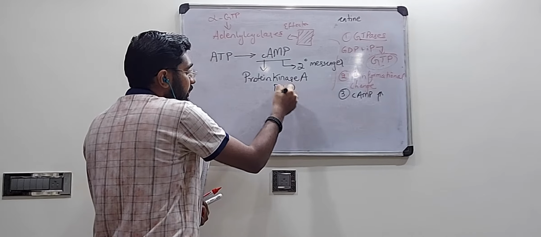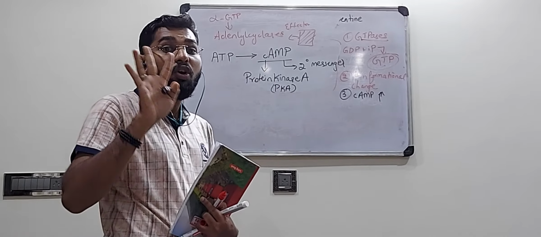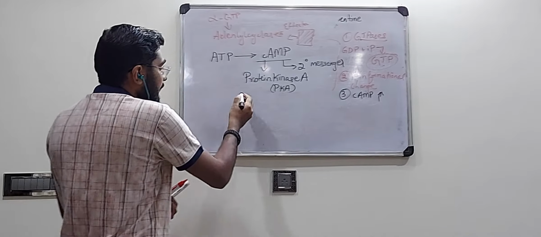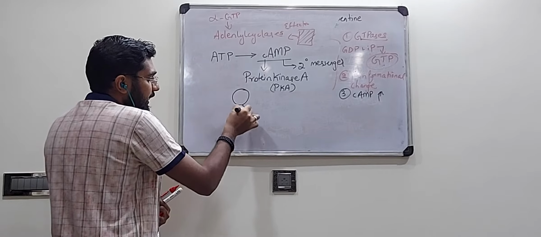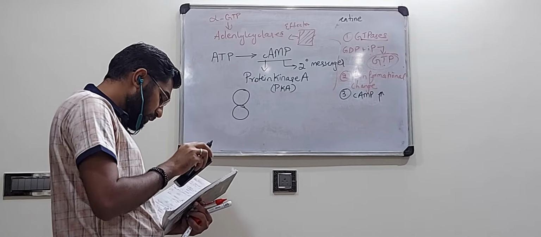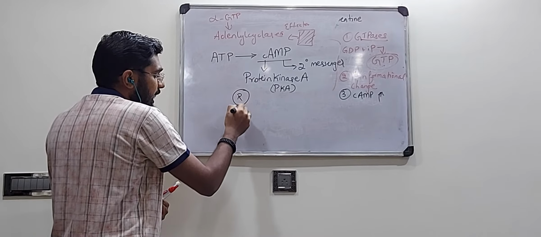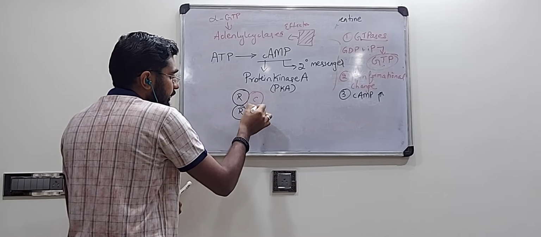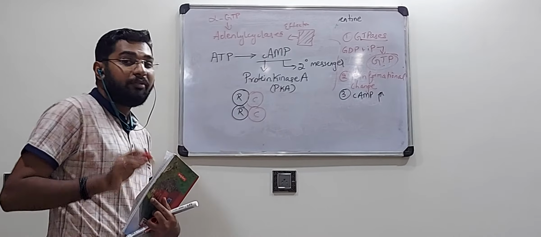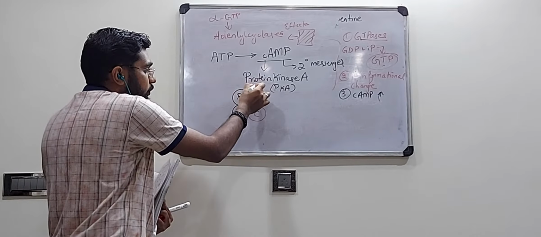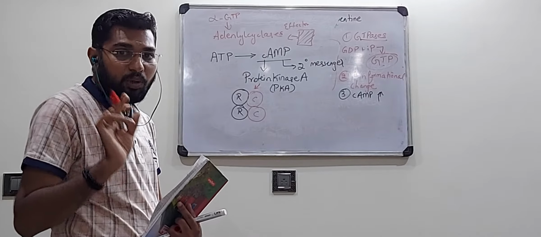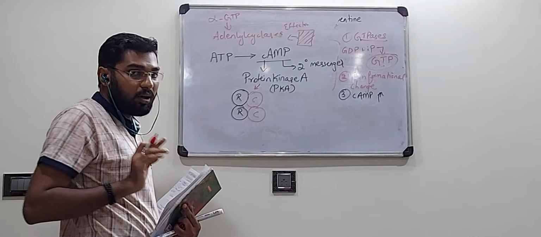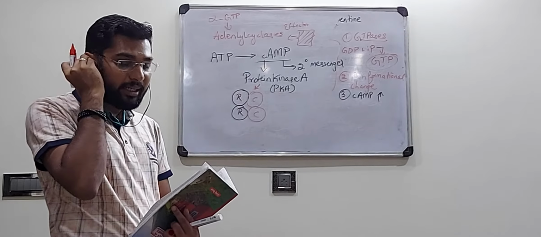PKA is an enzyme. This PKA has 4 subunits, of which 2 are identical. This is one subunit, I will call this the R subunit, and you have another subunit, I will call this the C subunit. So you have 4 subunits. This is the structure of protein kinase A. It has 4 subunits, and 2 of each type are identical.